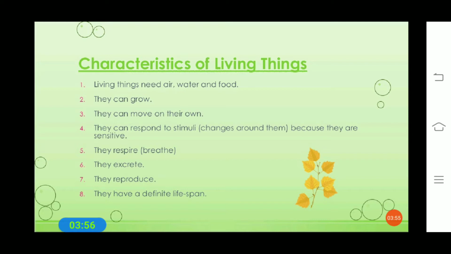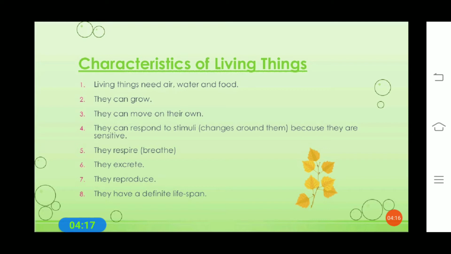We use air to breathe. You know that after having food we drink water. Why do we drink water? Because to transport all the food that we eat, water is very essential. Due to that reason, for living things, these are the main sources to survive on the earth.